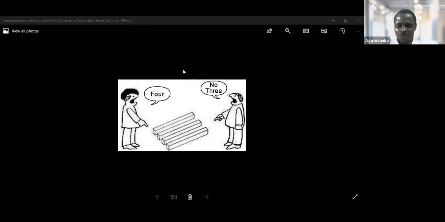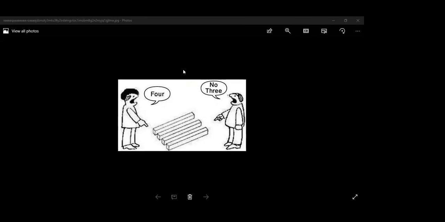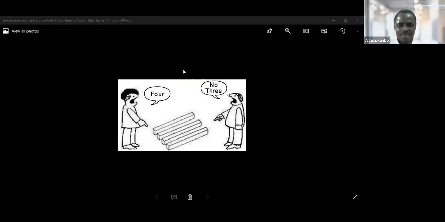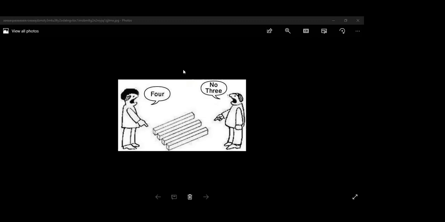Over to you, Chido. Can you repeat the question again, please? The question is that what does it interpret to mean? If one person is saying 4 and another person is saying 3, and you can see the wood on the floor. So what does it interpret to be? I think the interpretation is that everything depends from what angle you are looking at it. So you come up with different perspectives.